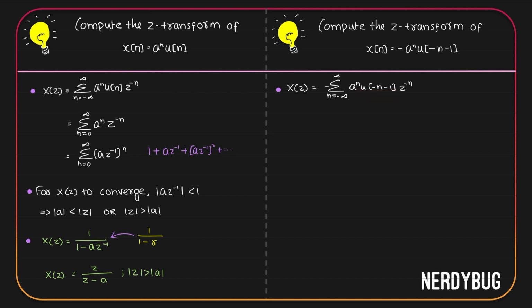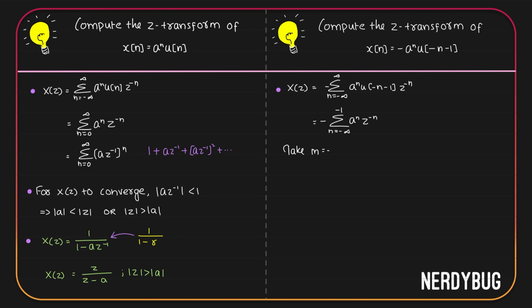So we don't have to take summation from minus infinity to infinity. Instead, we can take minus summation from n equals minus infinity up to minus 1, a raised to n. When n takes values from minus infinity to minus 1, u of minus n minus 1 is 1, so we don't have to write it. z raised to minus n. Since the summation is from minus infinity to minus 1, it is difficult for us to use the expression to find the sum of a GP. So let us do a trick.